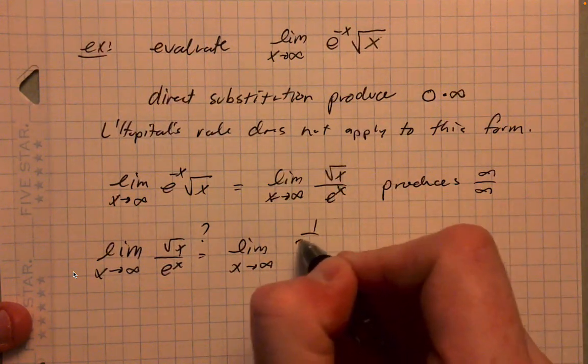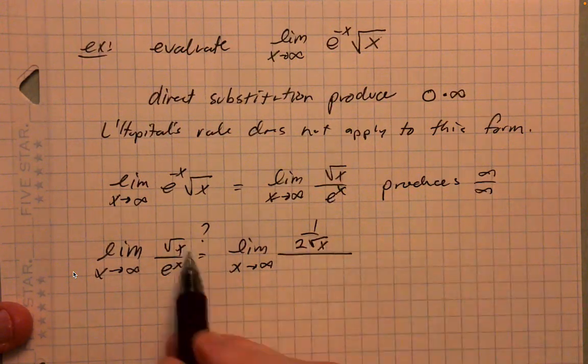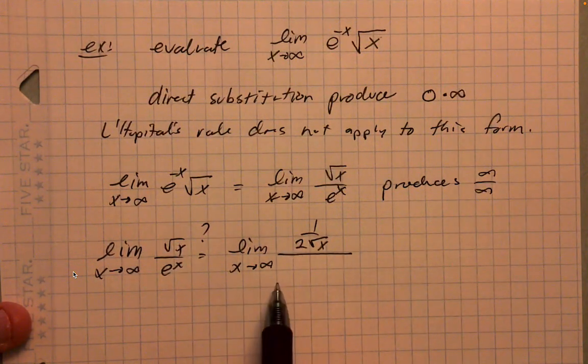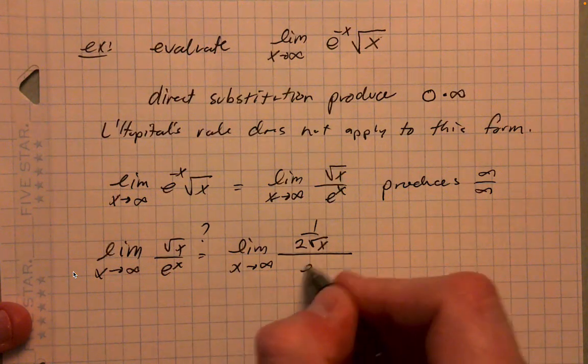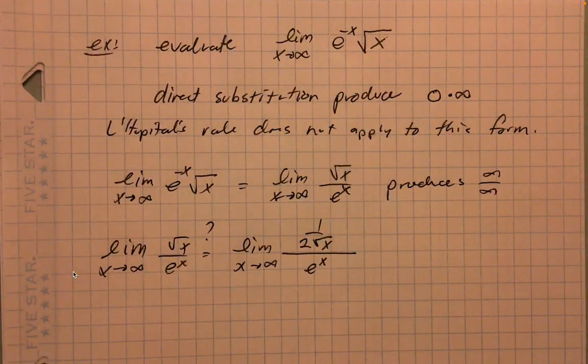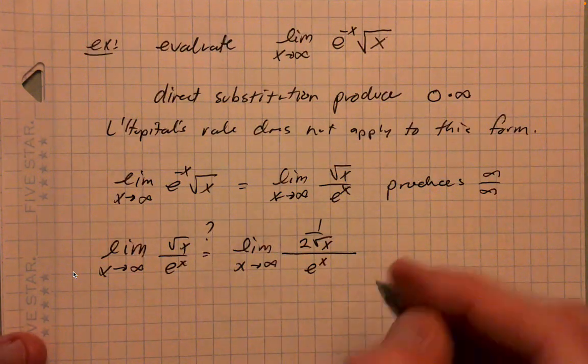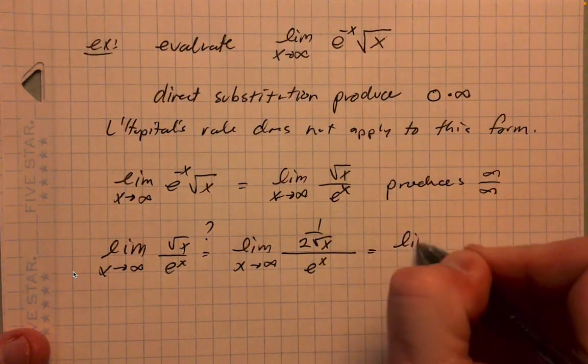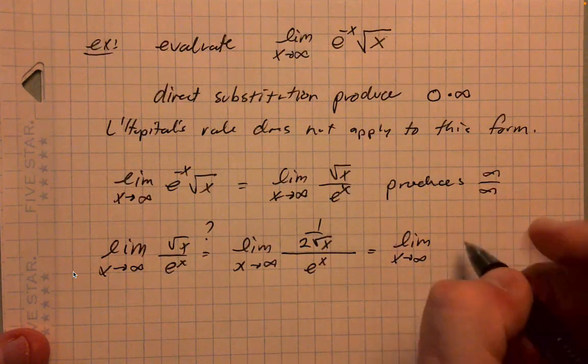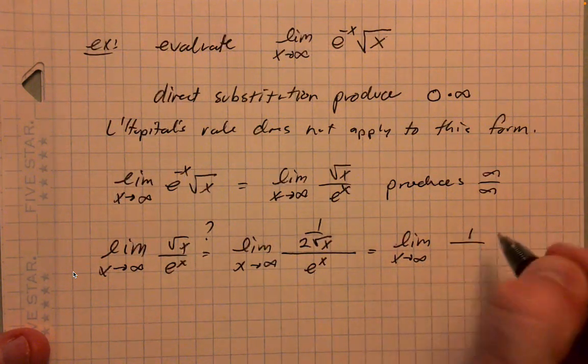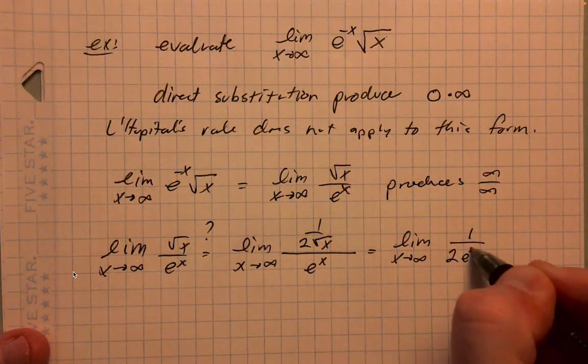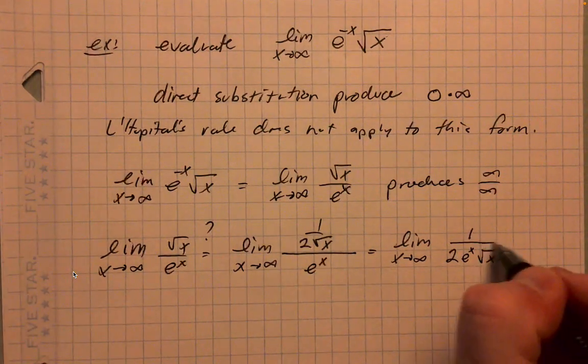This would be 1 over 2 times the square root of x up top when I differentiate it. And then the bottom would be just the same, right? It's e to the x, the derivative is the same. And so what do we get here? Well, this is the limit as x approaches infinity of 1 over 2 e to the x times the square root of x.